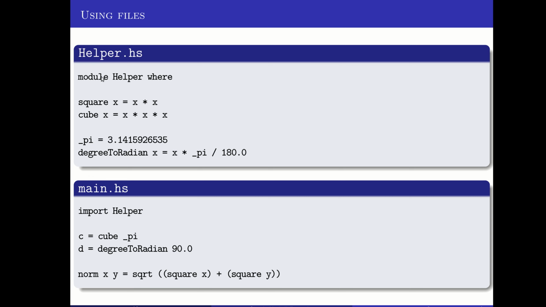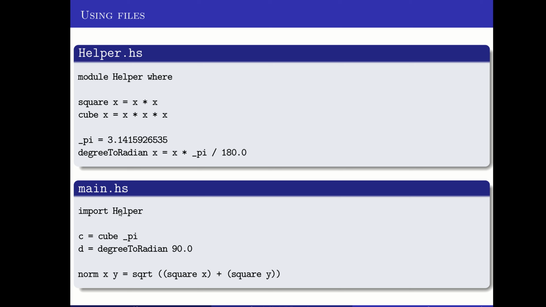So here we've created the module Helper, and then we say where, and it gives all of the function or variable names that we're going to use through here. So we've defined pi, we've defined a function called degreeToRadian, which uses pi to turn things like 90 degrees into radians or stuff like that. We've defined a square function, which does x times x for some x, and we defined a cube function, which does x times x times x. And then we can use those down here in Main.hs.